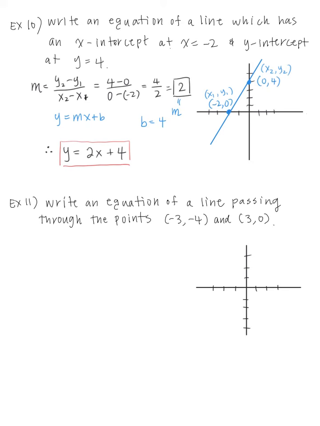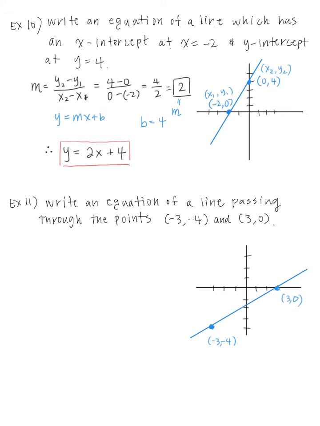So the equation of a line that's going to pass through (-3, -4), so that will be here, (-3, -4), and then (3, 0). Here is (3, 0). So what we're trying to do is come up with the equation of this line. Again, pretend that this dot is touching, it's on the line. There you go. Just make the dot fatter as always.